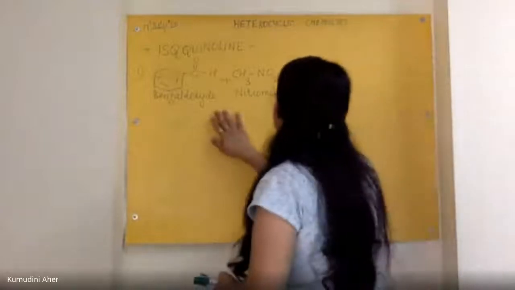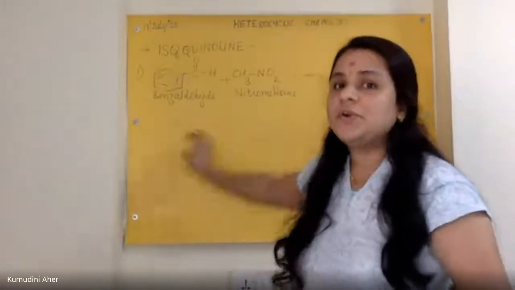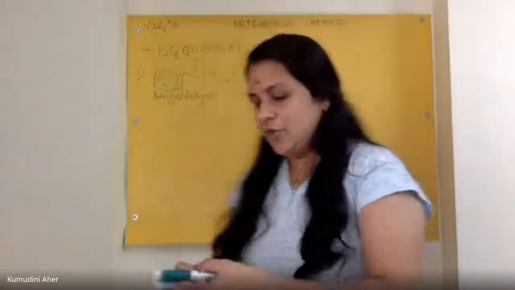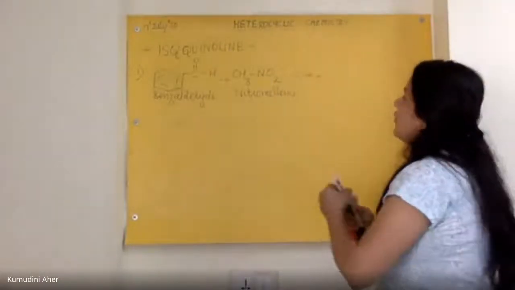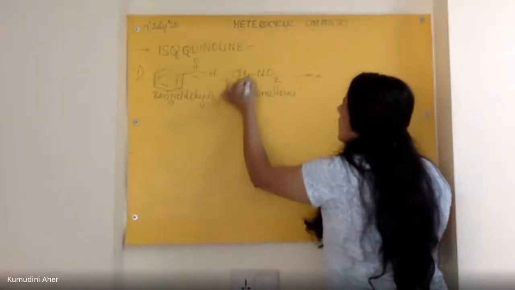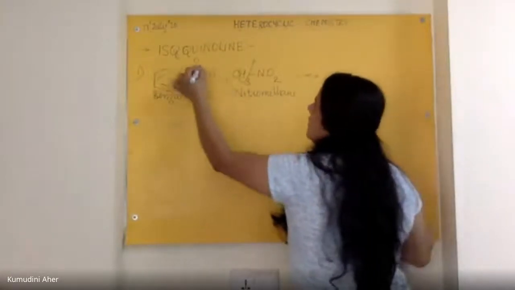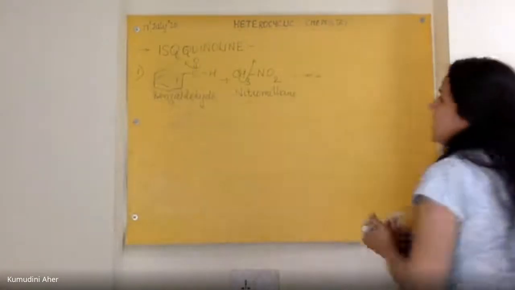Now this is nitromethane. This reaction is going to undergo condensation reaction. Always remember, condensation reaction means elimination of water molecules. So I need to remove the water molecules. So 2 hydrogens from here and 1 oxygen from here will be eliminated.